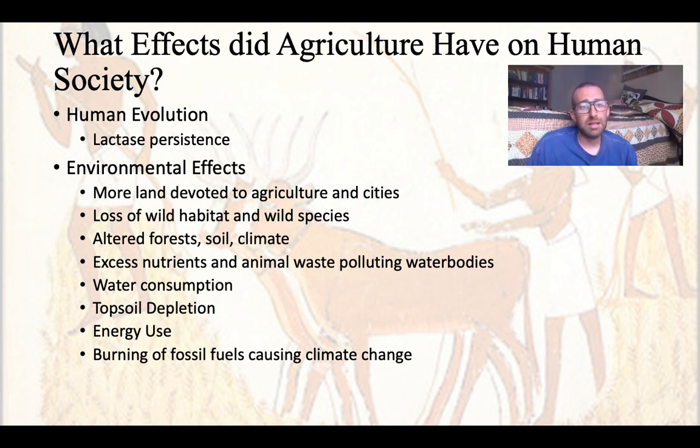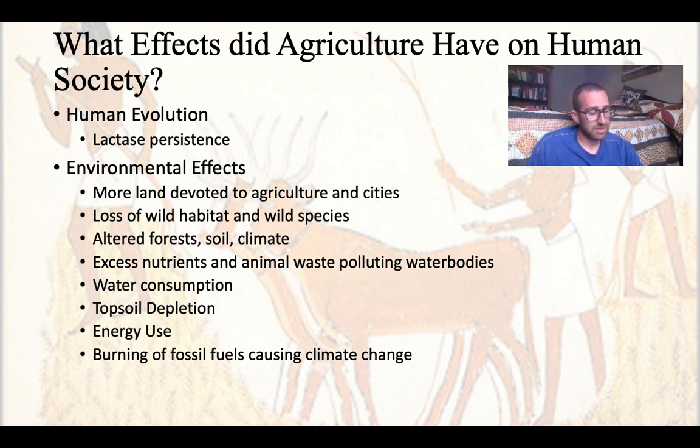Agriculture also had a number of effects on the environment, a lot of them not so great. Right? We had more land now needed to be devoted to agriculture and cities. As a result, we had a loss of wild habitat and wild species. We're in the process of what people refer to as the Anthropocene. So it's the era of the world in which humans have affected it so much. And we're also in a sixth mass extinction, a lot of scientists suggest.